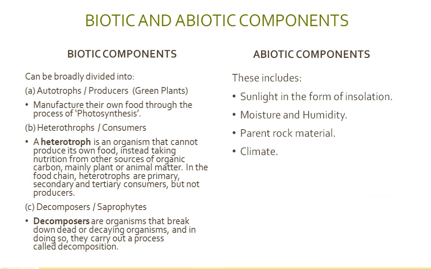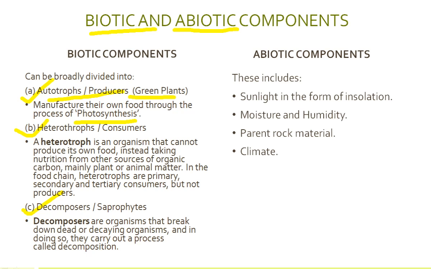Now let's learn about biotic and abiotic components of an ecosystem. Biotic components can be broadly divided into autotrophs, heterotrophs, and decomposers. Autotrophs or producers are the green plants which manufacture their own food through the process of photosynthesis, right? Photosynthesis is the process used by plants to harness energy from sunlight and turn it into chemical energy, okay?